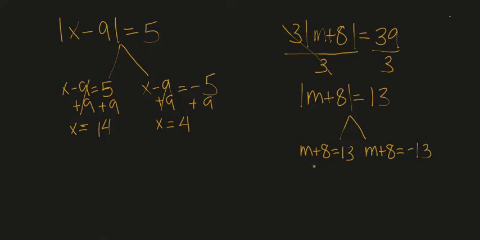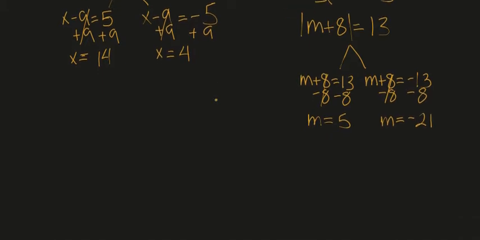In the first equation, we get m by itself by subtracting 8. So we'll get that m equals 13 minus 8, which is going to be 5. And in the second equation, we're going to do the same thing. Subtract 8 on both sides. And here we'll have that m equals -13 minus 8, which is going to be -21. And these are the two solutions for this question.